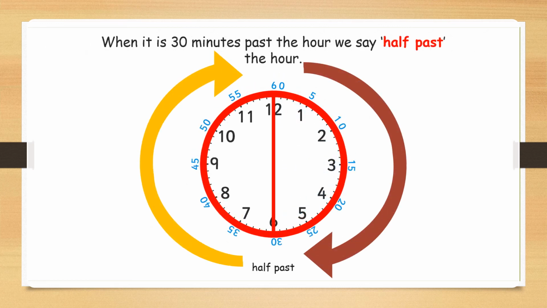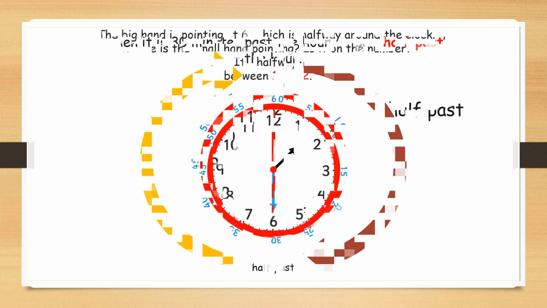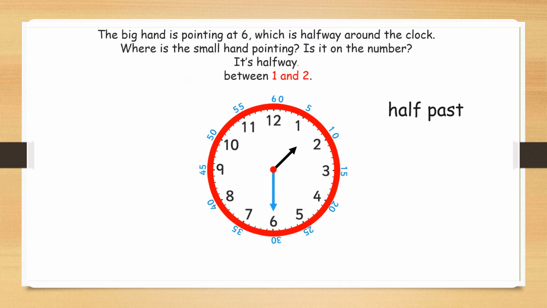When it is 30 minutes past the hour, we say half past the hour. Now look at this clock. The big hand is pointing at 6. Can you see the minute hand pointing at 6? Which is halfway around the clock.